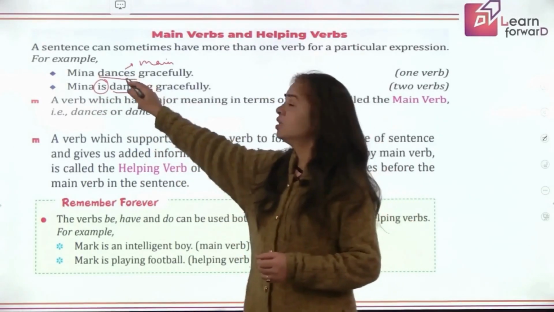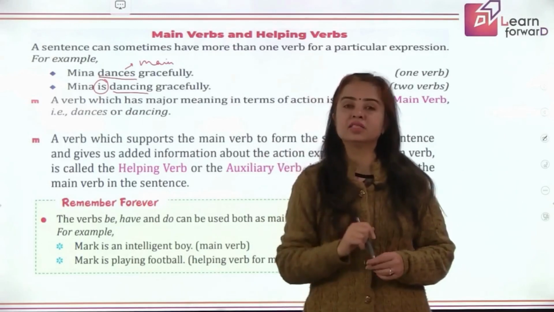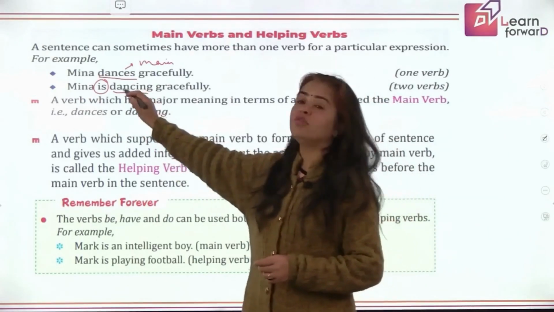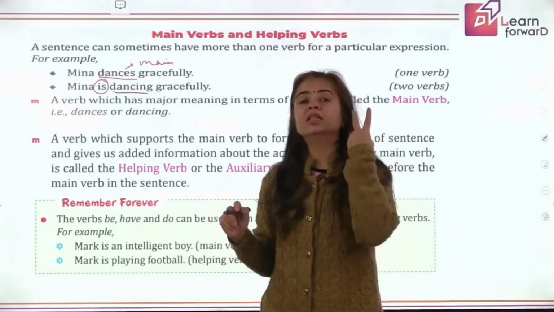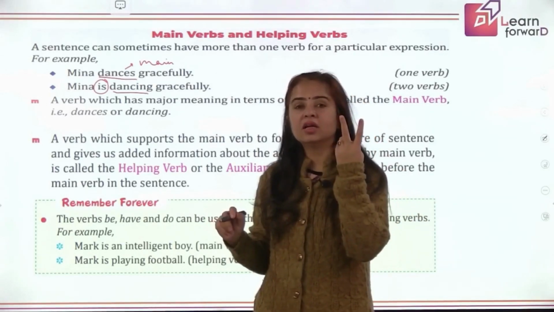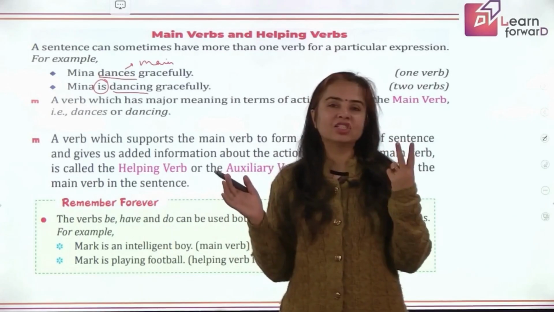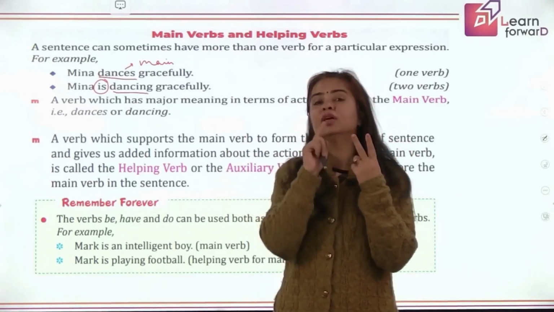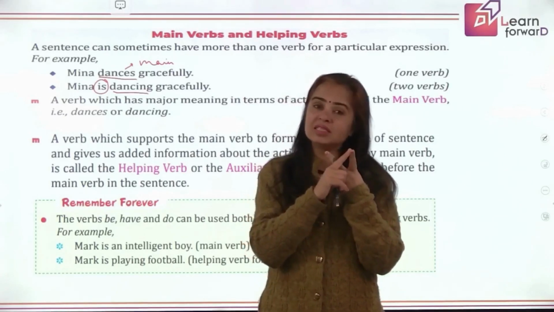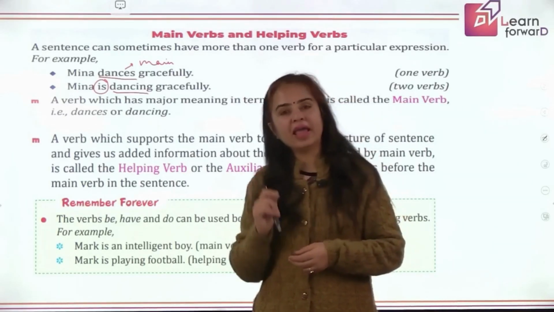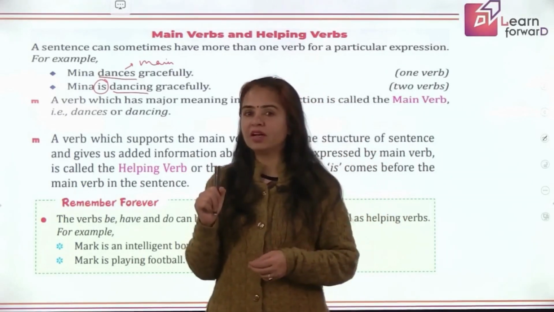In the first sentence there is only one verb, that is the main verb. And here we have two words in the verb. One is "is", the other one is "dancing". Out of which, what is the main action? Dancing. So dancing is the main verb and the supporting verb is "is", which is the helping verb. I hope you have understood.